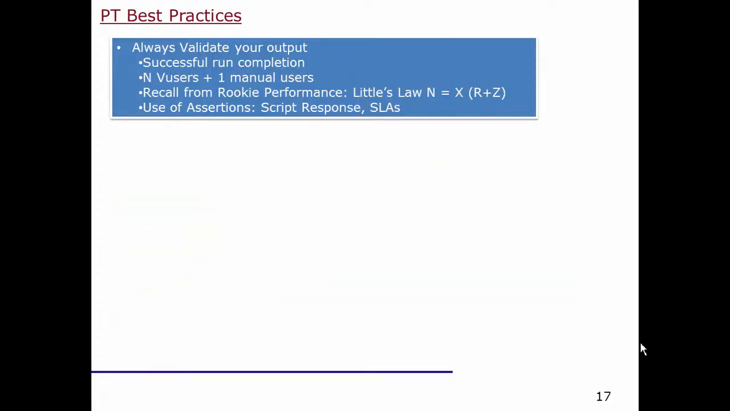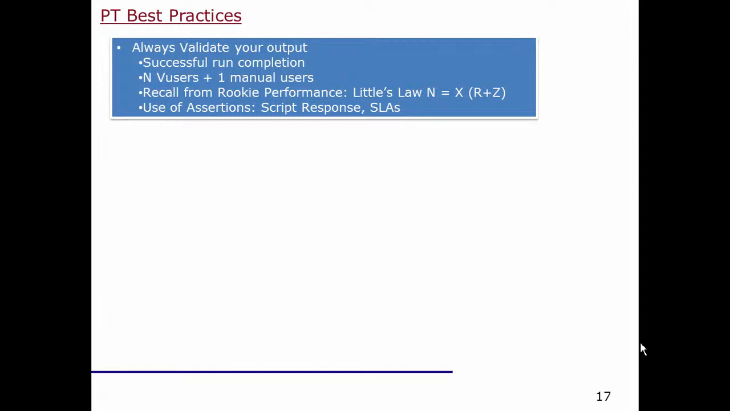Some of the best practices in performance testing are that you need to always validate your output. At the end of the day, when you do functional testing, you have an output which you know, and you can cross-check your test output against the desired output. In performance testing, you don't know what's going to be the output to start with. So you need to make sure that your run is completed successfully. You need to make sure that if there are n virtual users, does the response time for a manual user match with that of the tool?